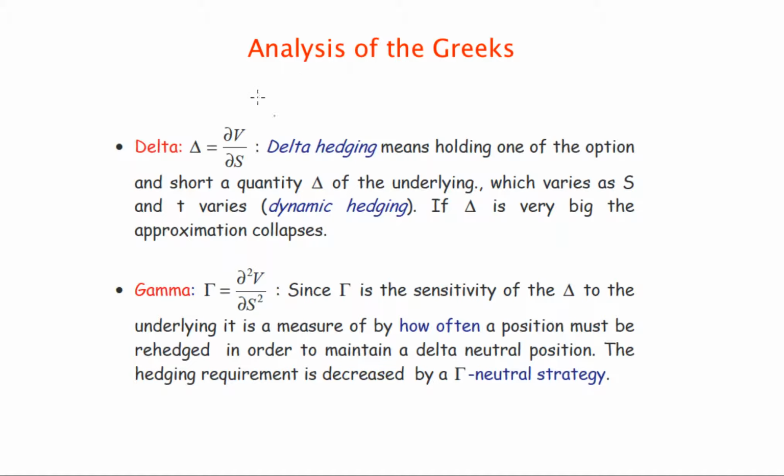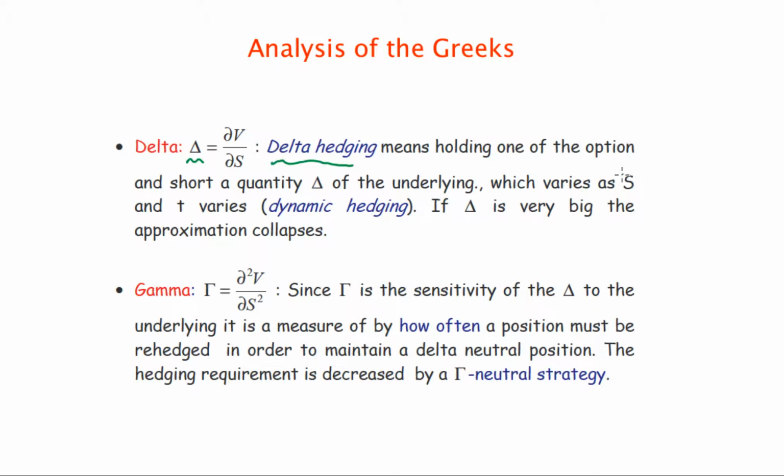So the first one is the partial derivative of V, the option, with respect to the asset S, which shows how sensitive the option is with respect to the asset. This one is called delta. And remember that this is the one that appears in delta hedging, which basically means holding one long position of the option and one short of a quantity delta of the underlying.